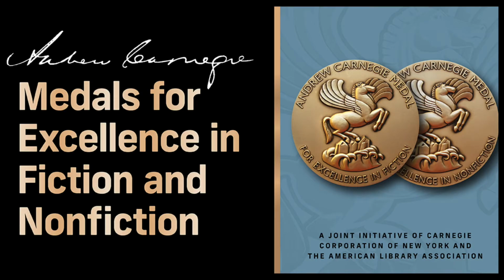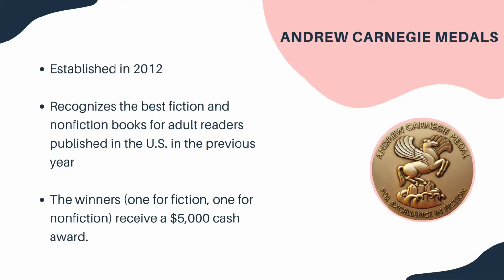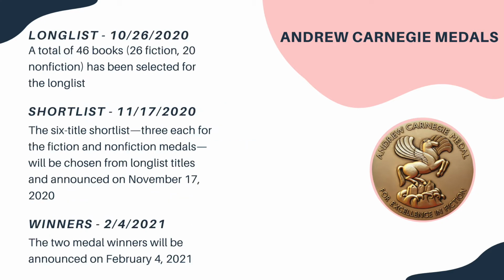First up, the Andrew Carnegie Medals. This award was established in 2012 to recognize the best fiction and nonfiction books. There are 2 winners, one for fiction and one for nonfiction, and the winners receive $5,000. The long list of nominees was announced last month and includes 46 titles, 26 fiction and 20 nonfiction. The 6-title shortlist will be announced today, November 17th, and the 2 medal winners will be announced on February 4th, 2021.